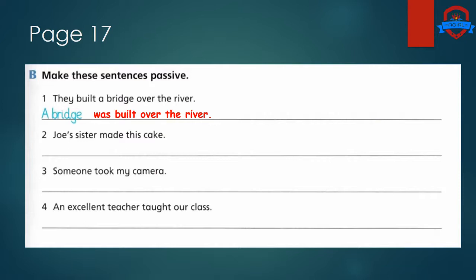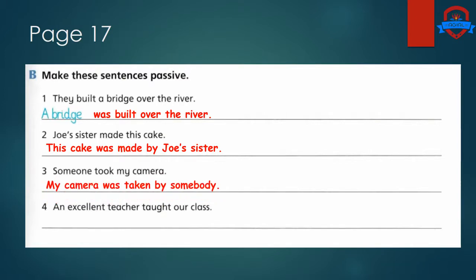Number two, Joe's sister made this cake. This cake was made by Joe's sister. Number three, someone took my camera. My camera was taken by somebody. Taken here, the third form of the verb. Take, took, taken. Number four, an excellent teacher taught our class. Our class was taught by an excellent teacher.